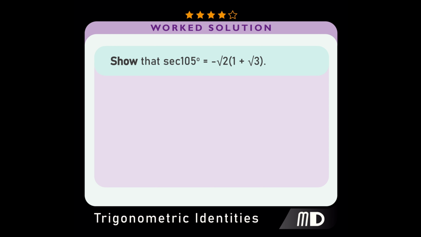To answer this question, we need to use two trigonometric identities. First, that the secant of theta is equal to the reciprocal of the cosine of theta. And second, the double angle identity for the cosine of A plus B.